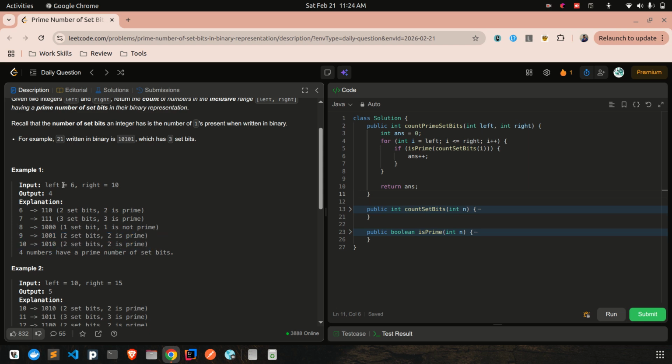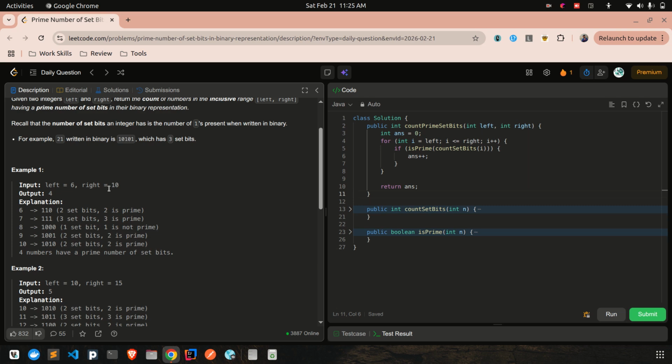So one idea that comes into my mind is we'll loop from left to right, and for every number we will count the number of set bits it has, and let's say the number of set bits for a given number is x. Now we have to check whether x is a prime number or not. How do we check that?